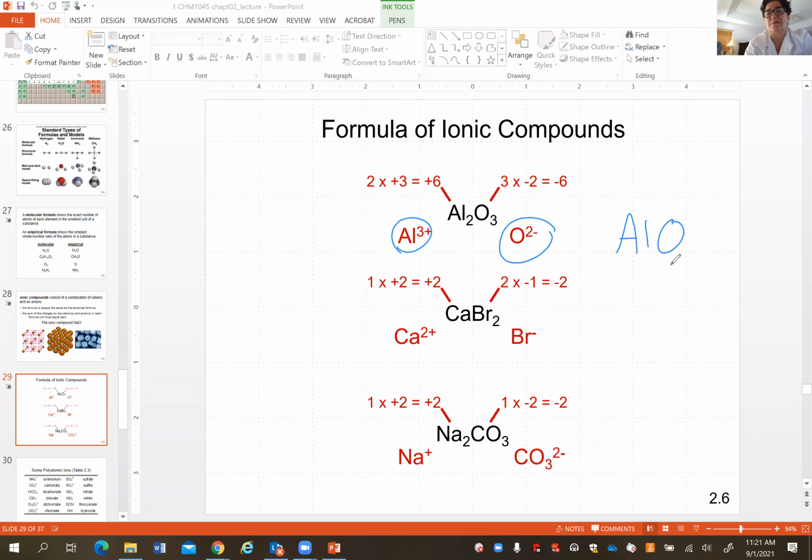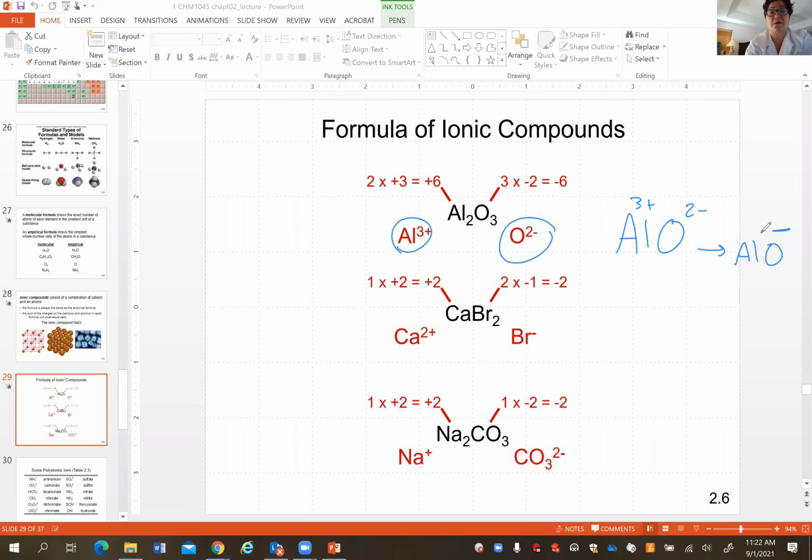What is wrong with this? Because aluminum and oxide is like aluminum ion and oxide ion. Aluminum has a 3+ charge and oxygen has a 2 minus charge. If you put these together, a 3+ and 2 minus, the 2 minus can only cancel 2+ from the aluminum. This is going to result in aluminum oxide with a 1+ charge. So I don't have a compound there yet, because there's a charge.